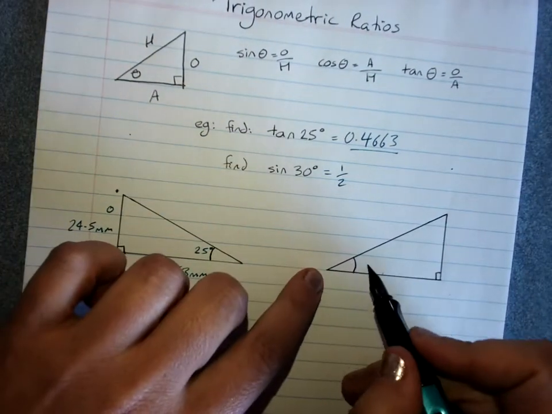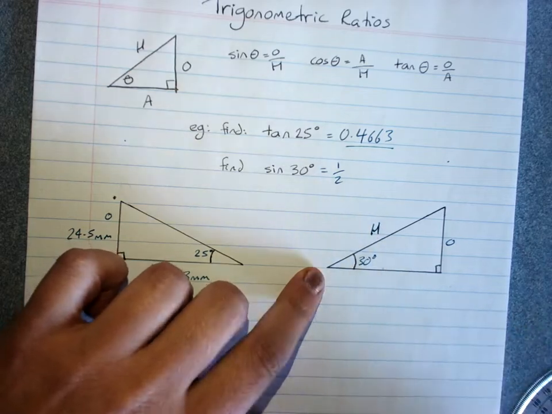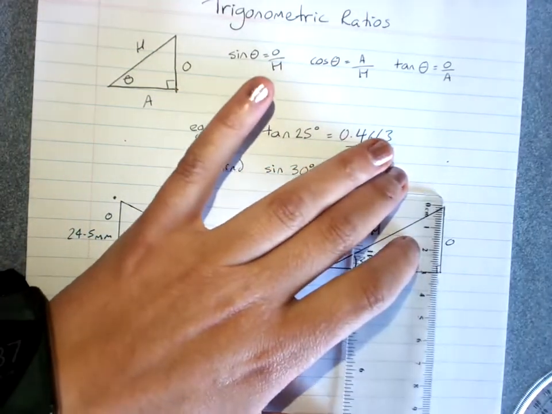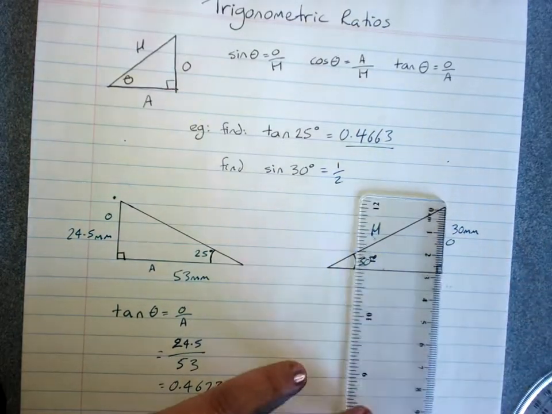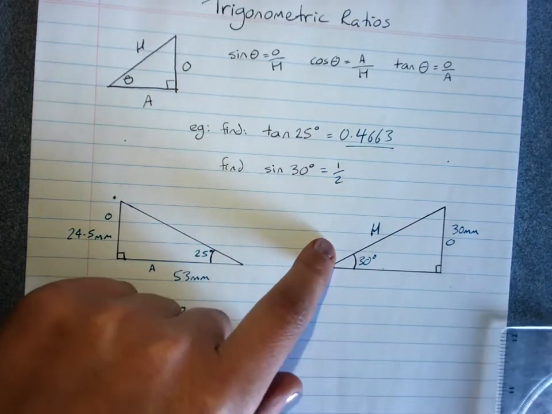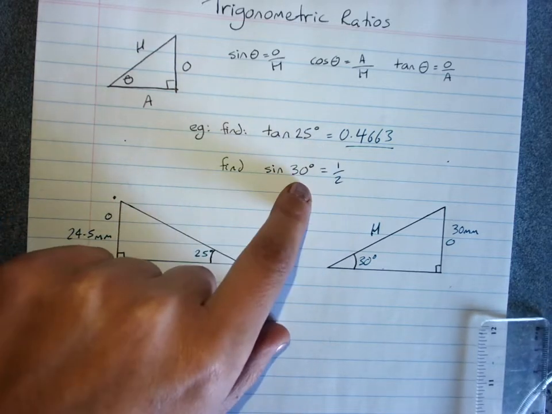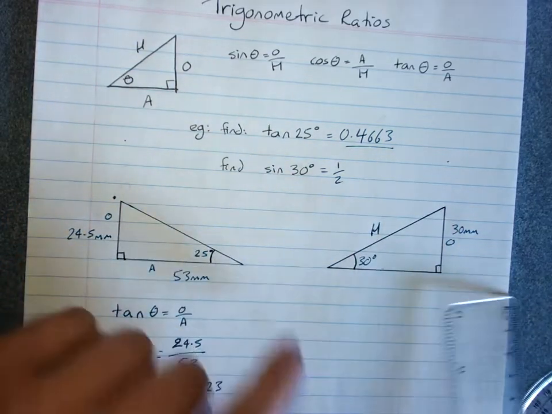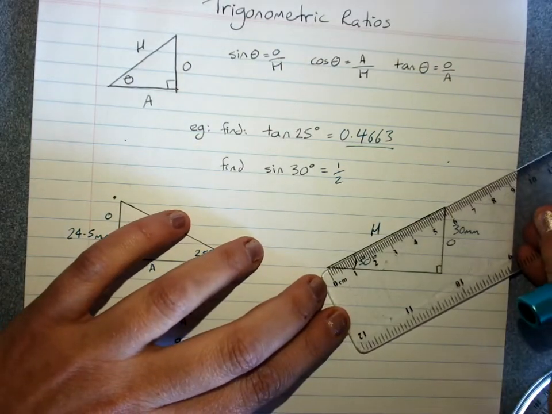Check. Here's my 30-degree angle. This is opposite. This is hypotenuse. Opposite is 30 millimeters. So you can actually predict what the hypotenuse should be. The hypotenuse should be twice the opposite for a 30-degree right-angled triangle. This should be 60 millimeters. And it is.